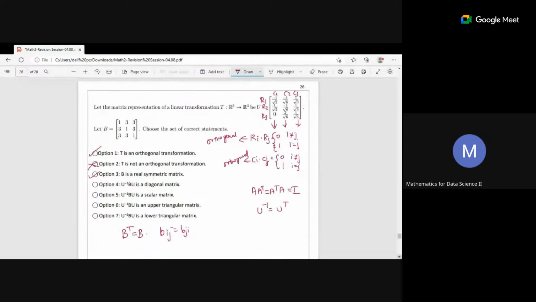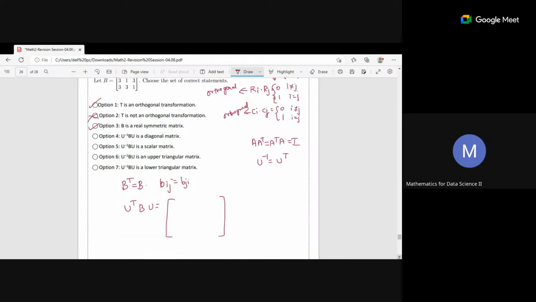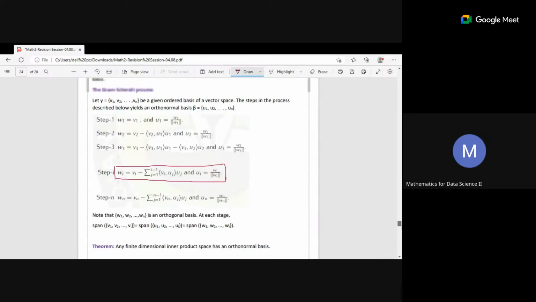Okay, fine. I guess you have to do this verification: U transpose B times U. What is the answer? You can calculate it and check it. Or should I do the calculation? It is just multiplication of matrices. No problem. Okay, please verify that. All right. So let me go back to this problem here.